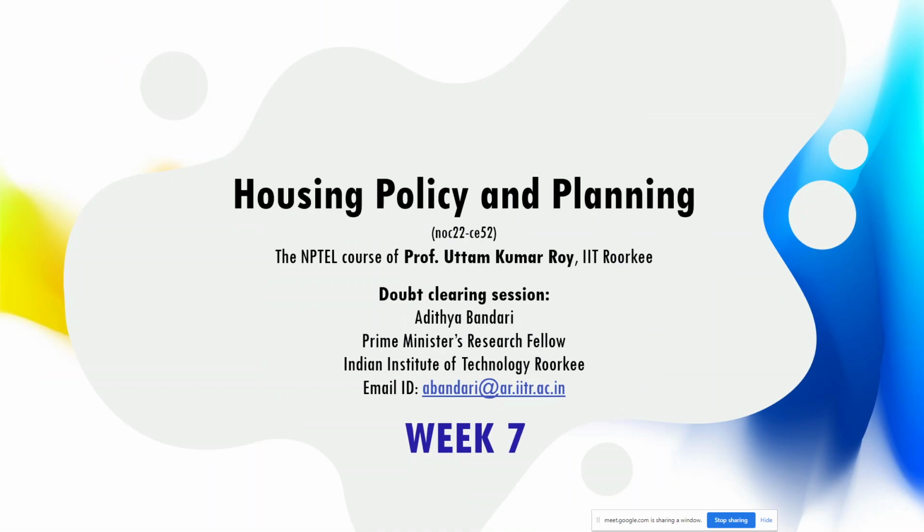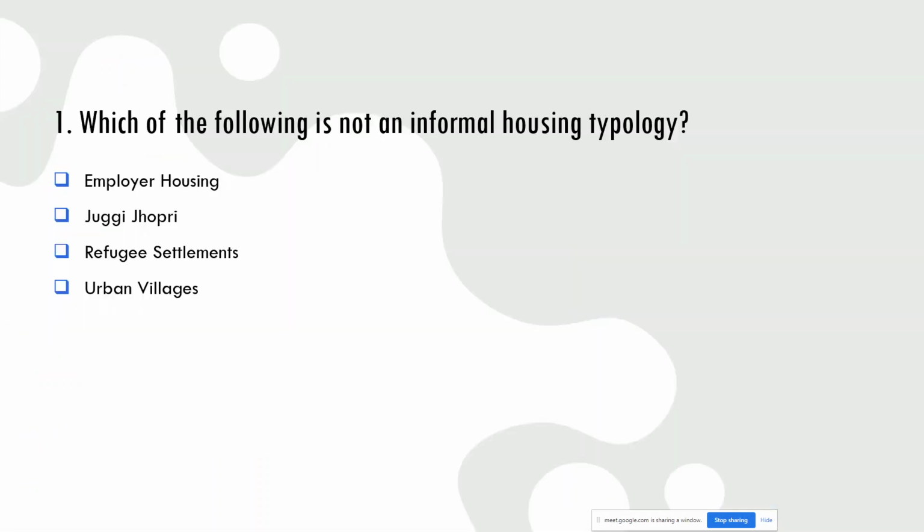Initially, we discussed the different types of informal housing typologies. Employer housing is basically a formal housing typology, while Jhuggi Jhopdi, refugee settlements and urban villages are the informal housing typologies.